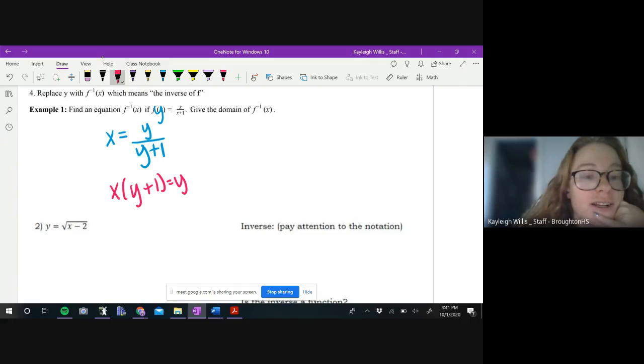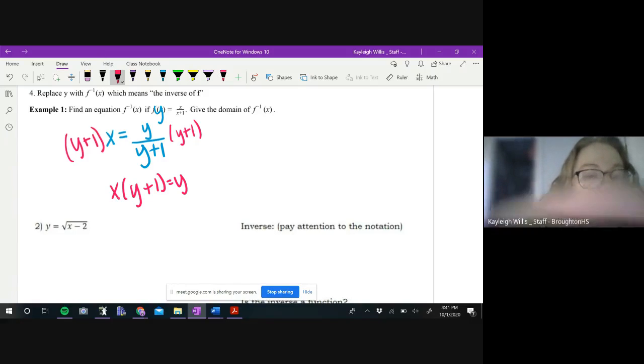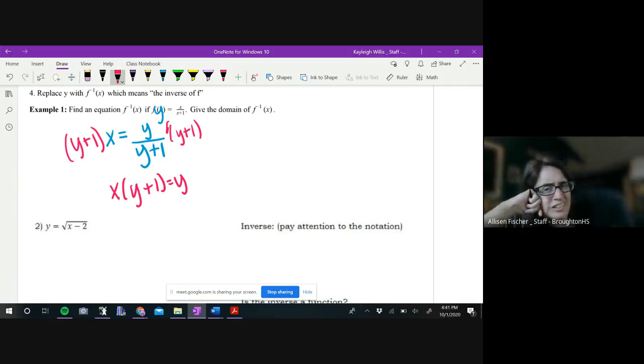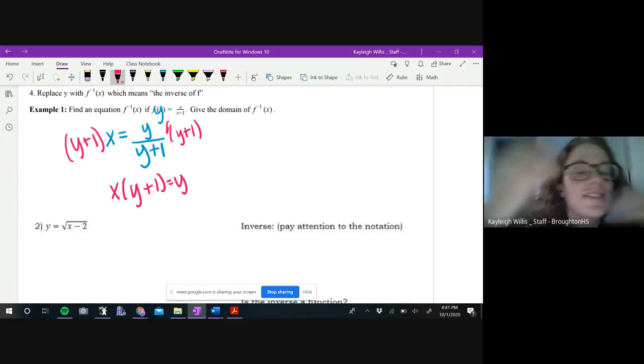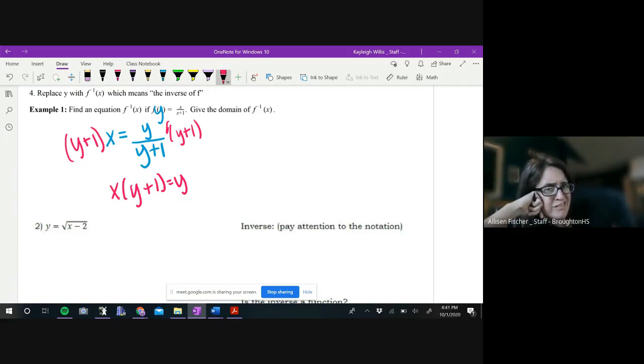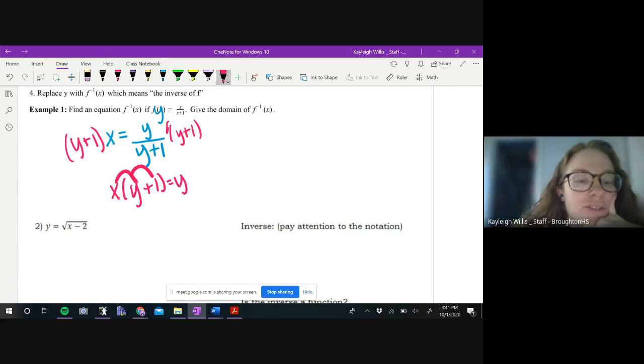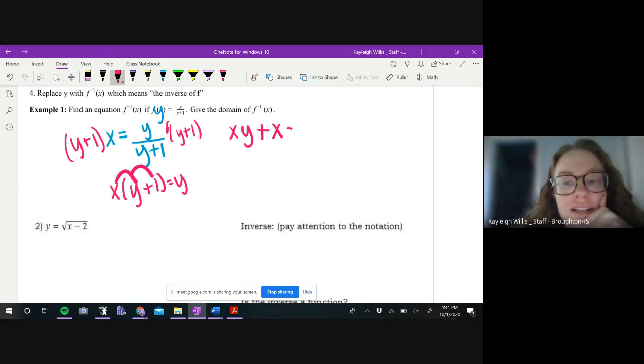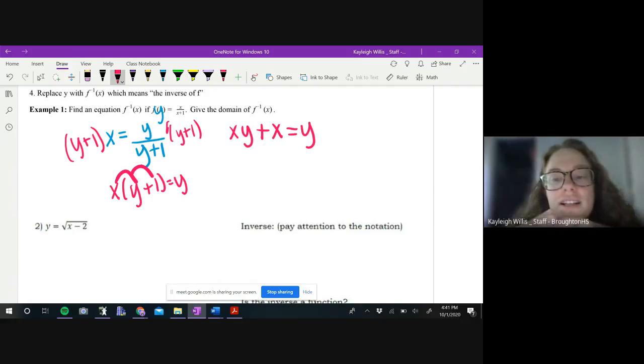I'm going to multiply to get that out of the denominator. So all I did was, again, multiply both sides by y plus 1. Now, you're probably like, could I just divide by x? Well, what is that going to do? Nothing. So let's think of a different plan. What else could I do to get rid of parentheses? Distribute. Yes. So I'm going to distribute that x, and I get xy plus x equals y.